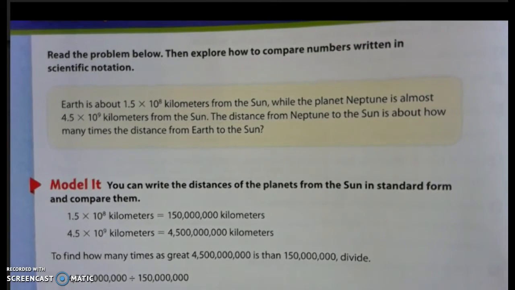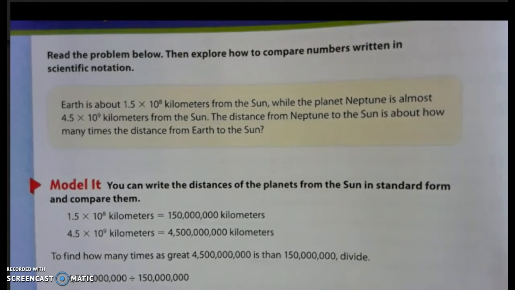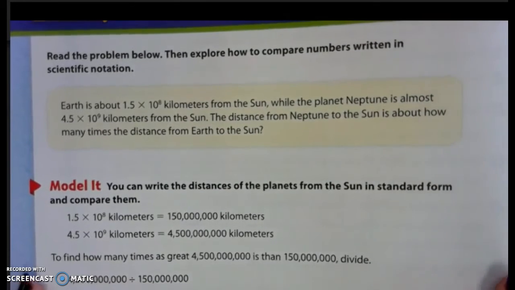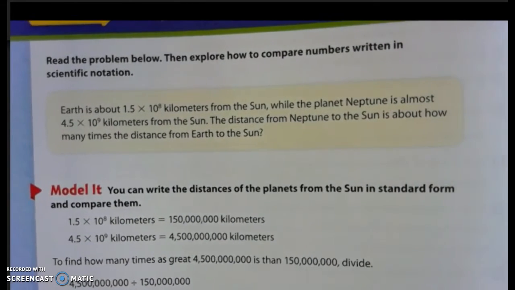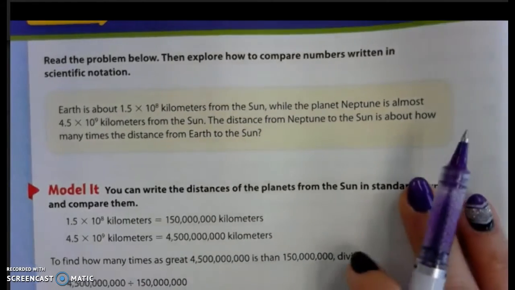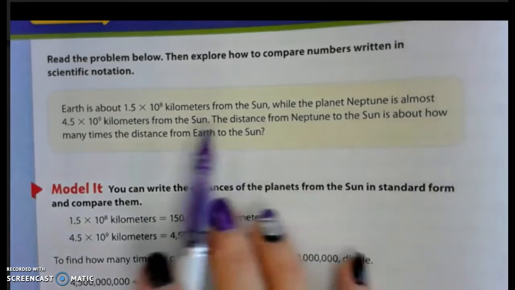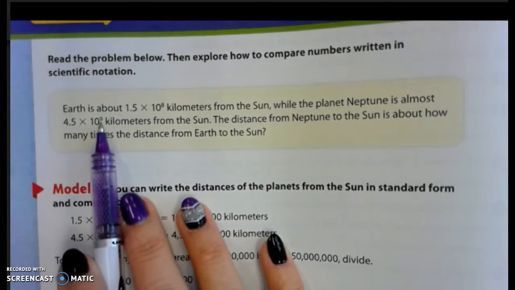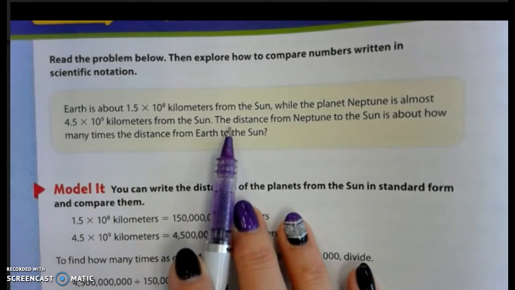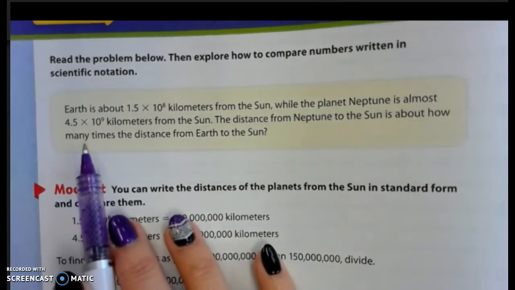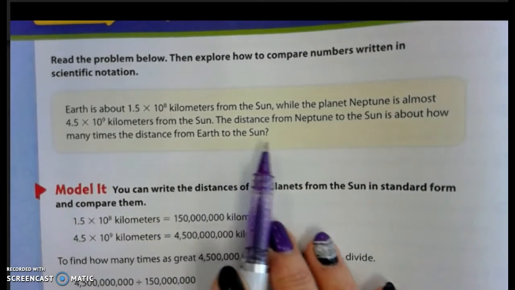Okay, in our instruction book on page 32, we're comparing numbers in scientific notation. Earth is about 1.5 times 10 to the 8 kilometers from the sun, while the planet Neptune is almost 4.5 times 10 to the 9 kilometers from the sun. The distance from Neptune to the sun is about how many times the distance from Earth to the sun?